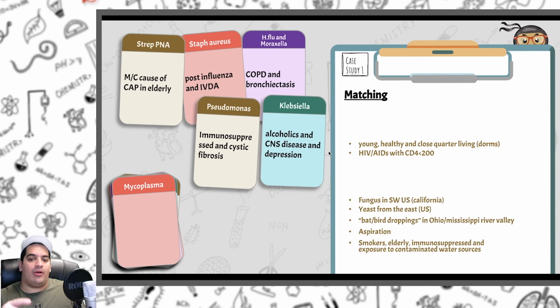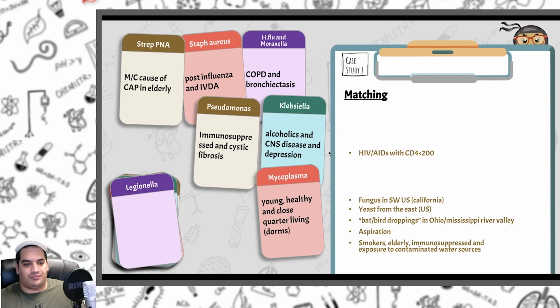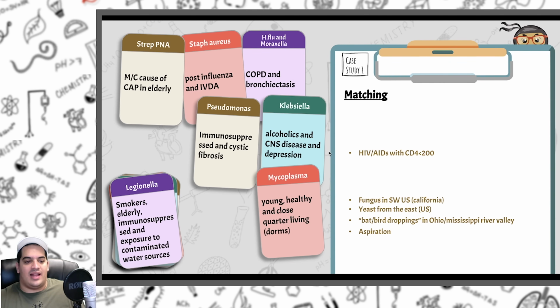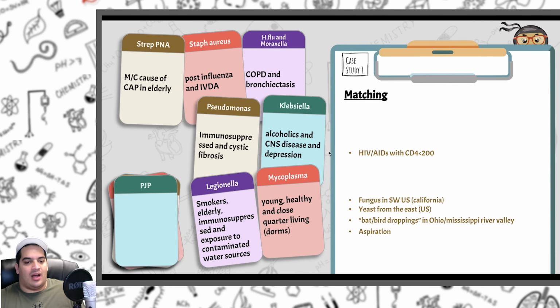Mycoplasma, think about young, healthy, and close-quarters living, especially dormitories. Legionella, you want to think about contaminated water sources; they're smokers, they're elderly, they're immunocompromised. That's the big one there. PJP, think about HIV/AIDS, CD4 count less than 200.